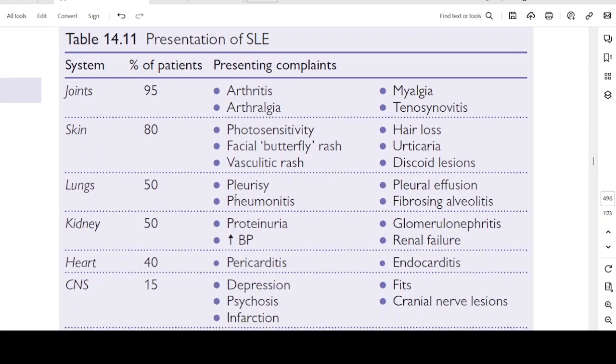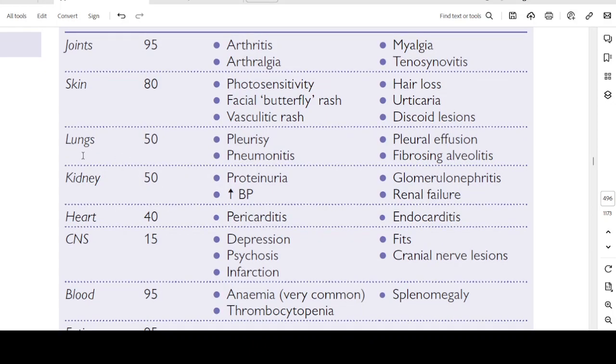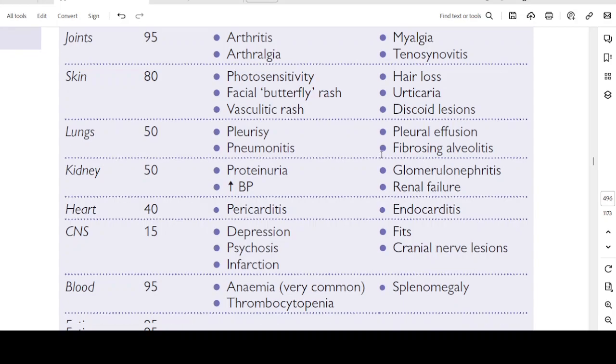Presentation of SLE. Symptoms by system. Joints: in 95% of patients, presenting complaints are arthritis, arthralgia, myalgia, and tenosynovitis. In the skin, 80%: photosensitivity, a facial butterfly rash, vasculitic rash, hair loss, urticaria, and discoid lesions. Lungs, 50% of the patients: pleurisy, pneumonitis, pleural effusion, and fibrosing alveolitis.